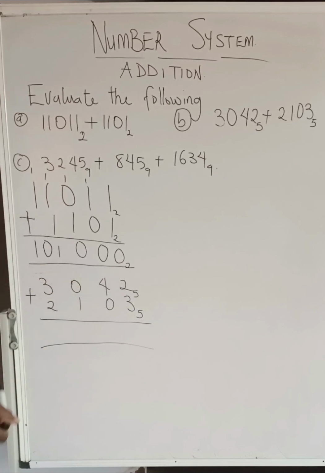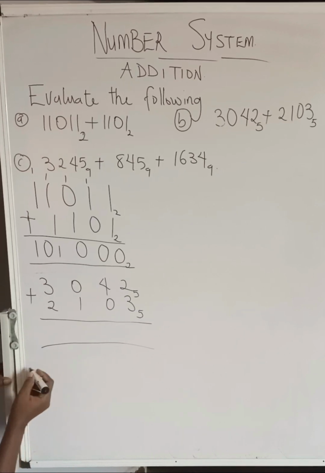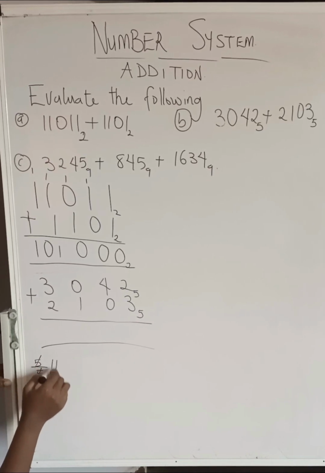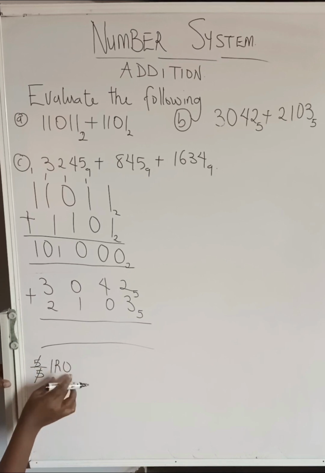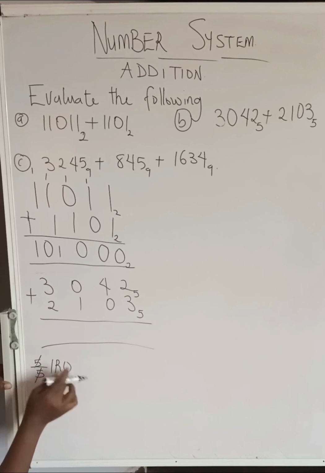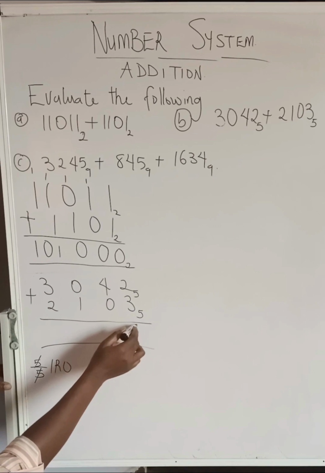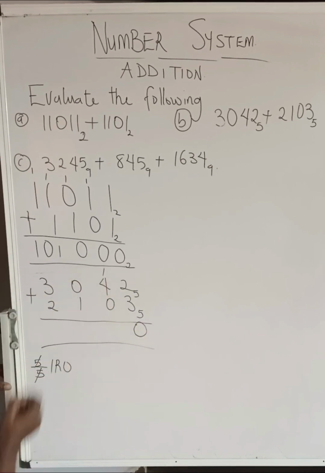2 plus 3 will give us 5, right? So remember, we are not able to write out our 5. We have to divide 5 by 5. 5 will go into 5 once, remaining what? 0. As usual, we write down our remainder first and carry the 1 to the next. So our 0 will be here, our 1 will be here.